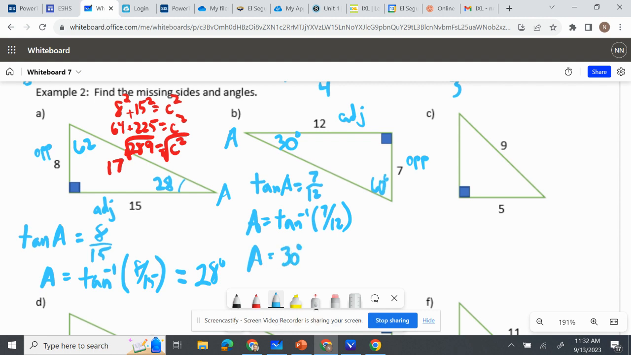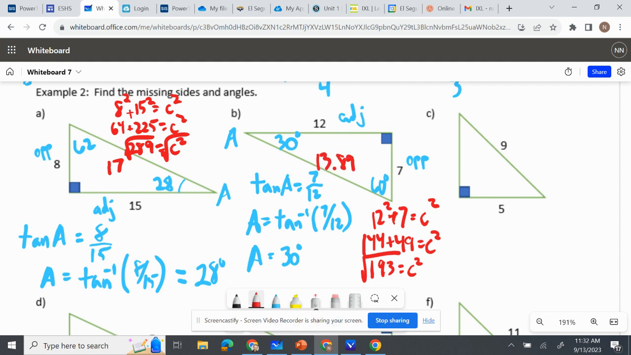So I'm going to put this as 60. I'm going to use the Pythagorean theorem again. 12 squared plus 7 squared equals c squared. 144 plus 49 gives me c squared. And that right there gives me 193. And then when I take the square root of 193, that gives me 13.89. Or you could leave it as the square root of 193.